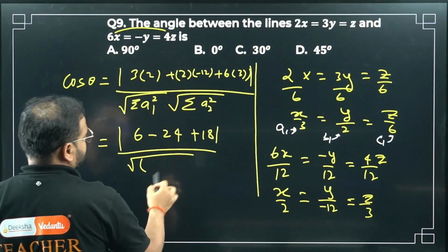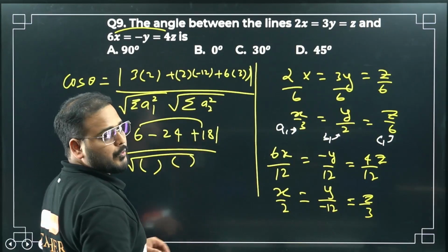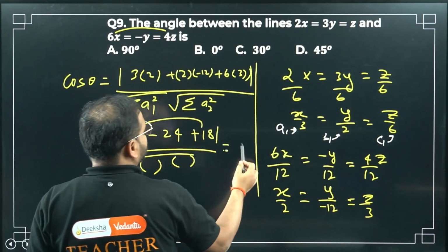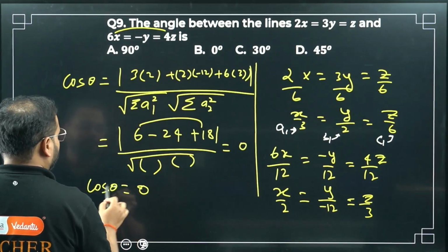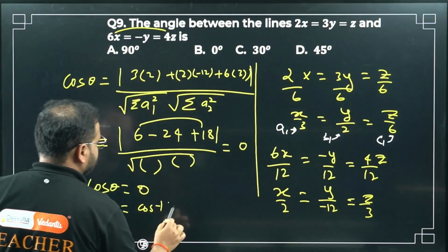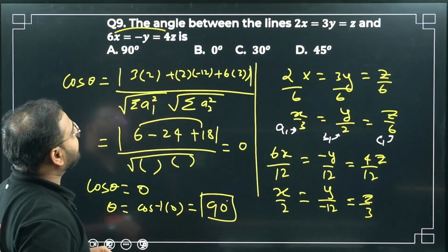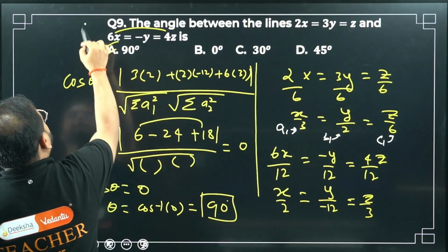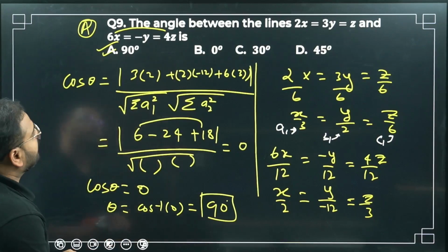Please check now. 18 plus 6 is how much? 24. Minus 24 will be what? Simply 0. So cos theta is coming as 0. Cos theta is 0. Means what? Theta is cos inverse of 0, which is nothing but 90 degrees. Answer is 90 degrees, option A. Please have a look. Is it clear?